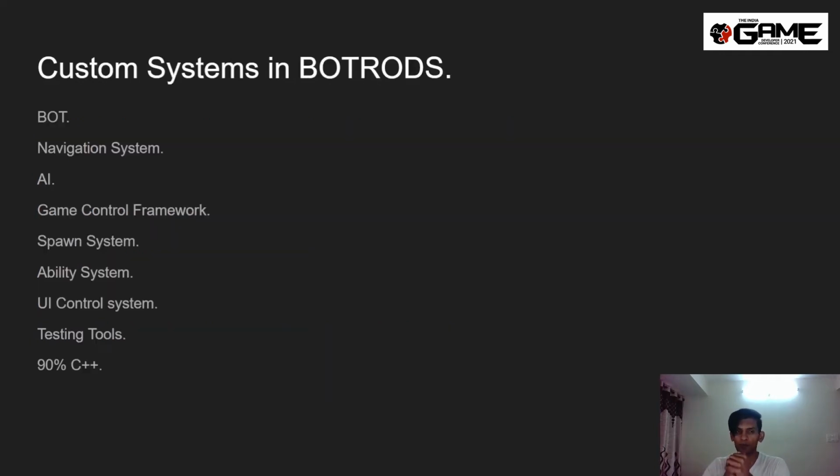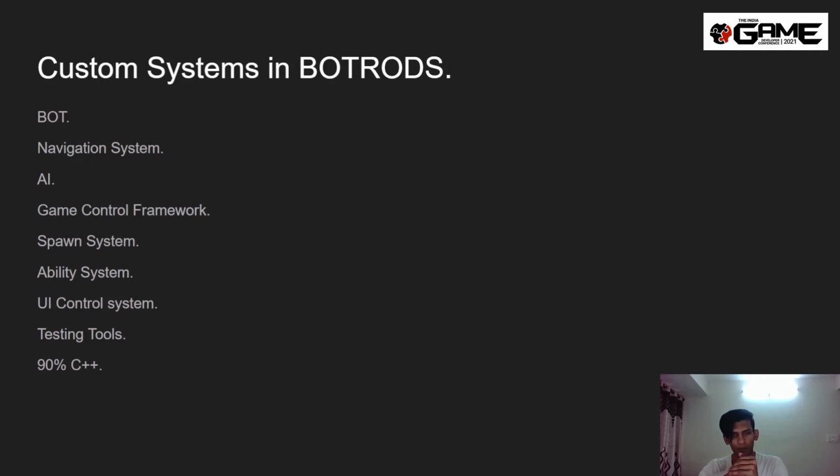So let's take a brief look at the custom systems in Botrots. Basically, it has a physics layer which nullifies the existing physics system and adds functionality that helps the bot interact with the world. We'll be taking a detailed look at this in later slides. Now I'll be moving on to the navigation system. The navigation system is a very simple spline and node based system, which helps to guide the AI, the ability system, and any abilities that require navigation.